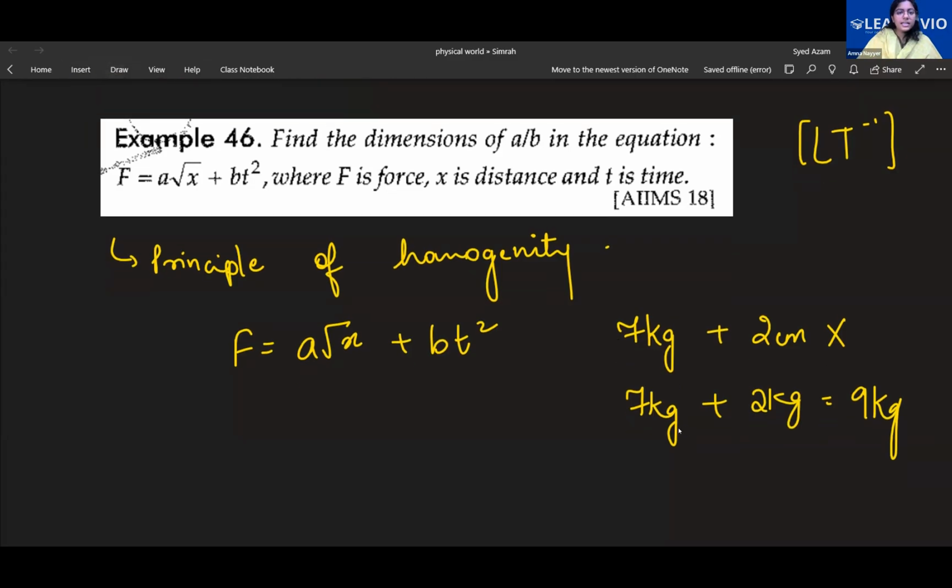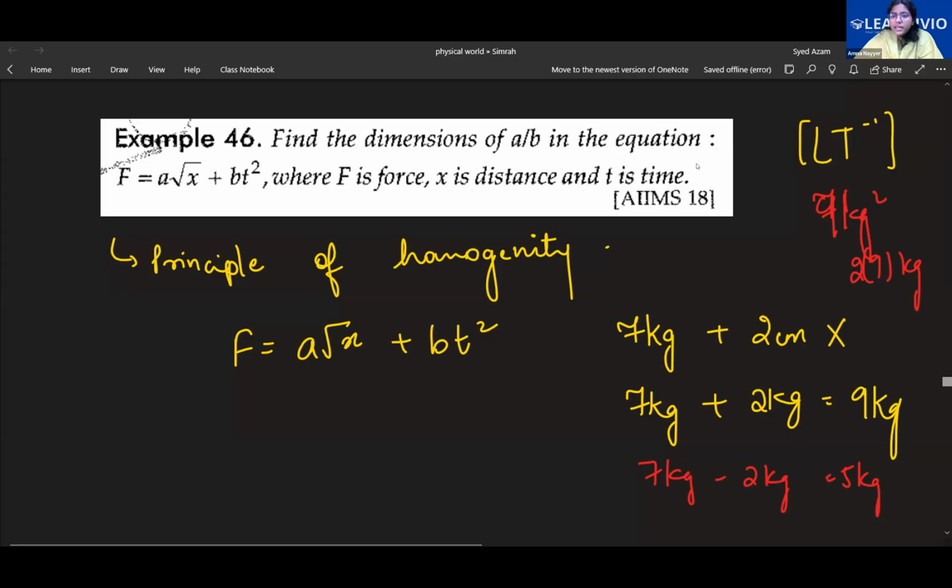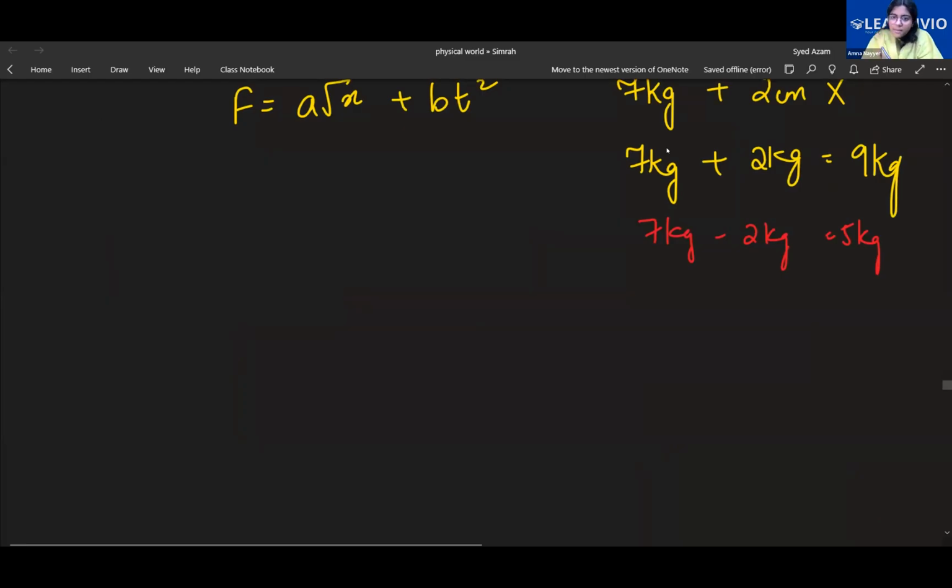Now if you see the resultant, when we add 7 kg plus 2 kg, we never get 9 kg square, or 9 into kg, nothing. Even if I subtract 7 kg minus 2 kg, I'll get 5 kg. The kg doesn't get cancelled, so it doesn't give me 0. If you notice here, when you are adding two quantities of the same dimensions, the resultant also has the same dimension as that of the individual quantities.